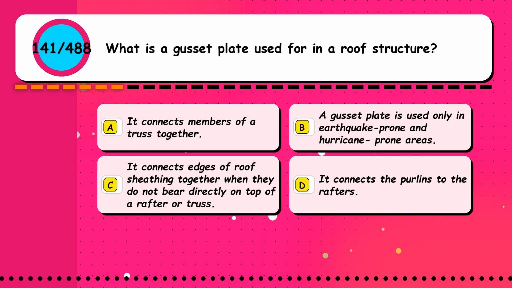Option A. It connects members of a truss together. Option B. A gusset plate is used only in earthquake-prone and hurricane-prone areas. Option C. It connects edges of roof sheathing together when they do not bear directly on top of a rafter or truss. Option D. It connects the purlins to the rafters.